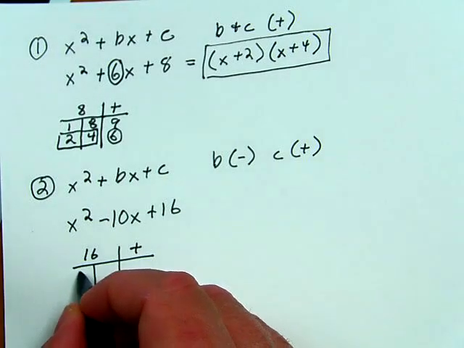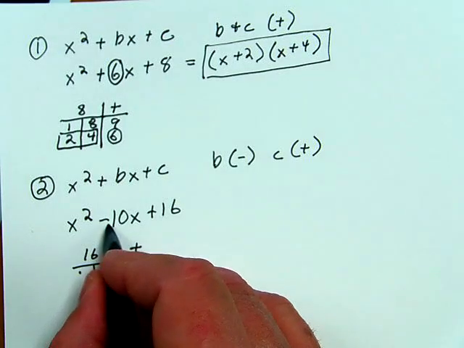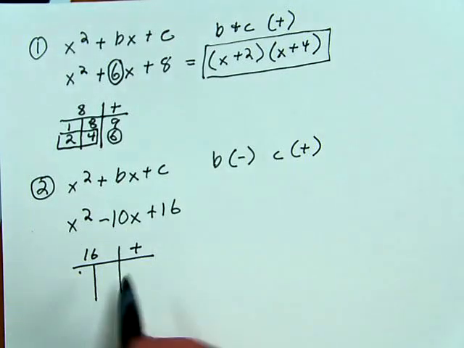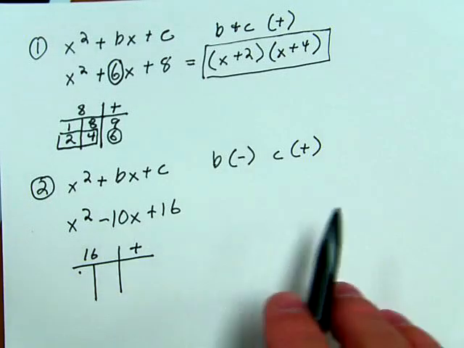So let's start. Well, since it's a positive c value, but a negative b value, I know that I'm going to have to multiply two negative numbers together for them to add up to be negative 10.